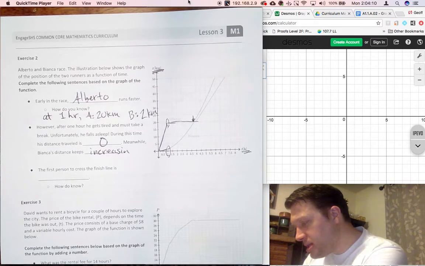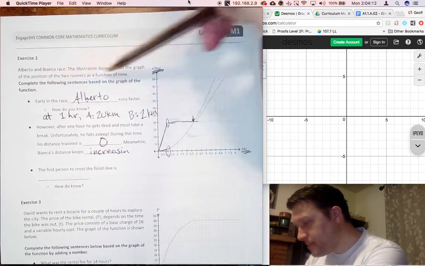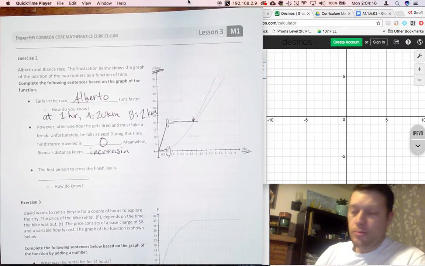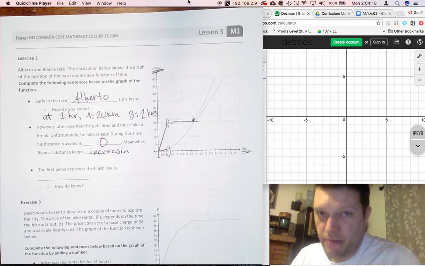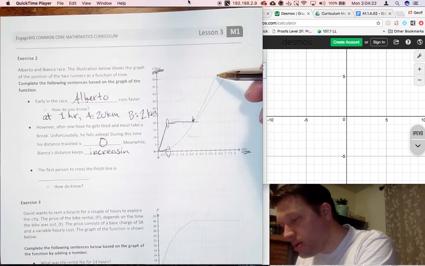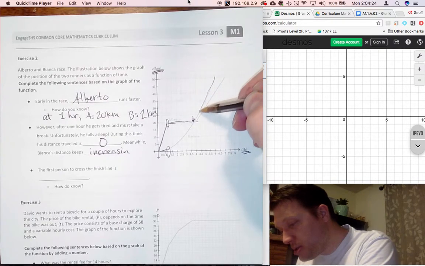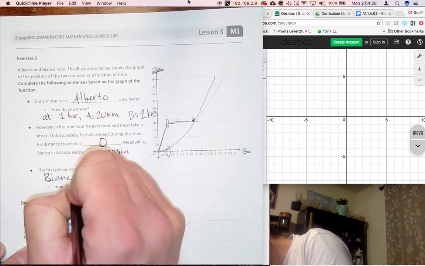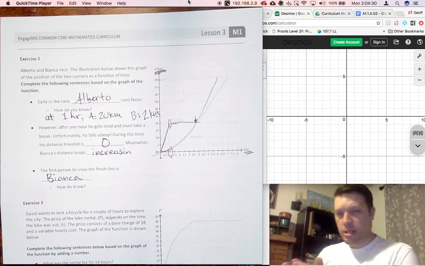Is there anything up here that says how long the race is? I mean, if the race is a 20-kilometer race, Alberto won it. But it's probably a 50-kilometer race. And if it's a 50-kilometer race, this line belongs to Bianca. Okay, it depends on the length of the race.